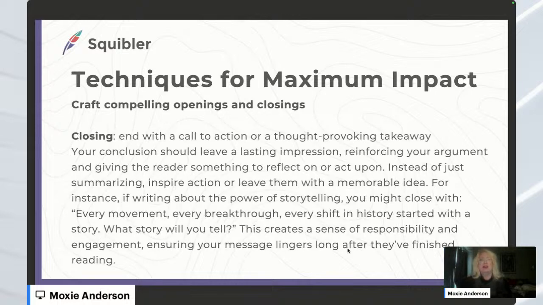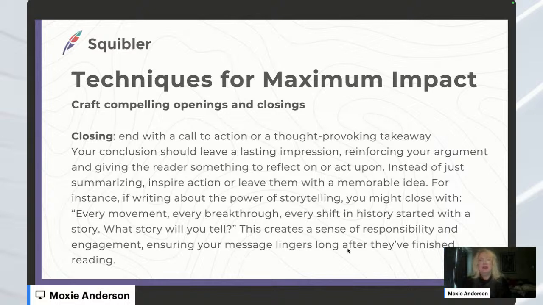With your closing or your afterwards, end with a call to action or a thought-provoking takeaway that your reader can think about. Your conclusion should leave a lasting impression, reinforcing your argument and giving the reader something to reflect or act upon. Instead of just summarizing, inspire action or leave them with a memorable idea.